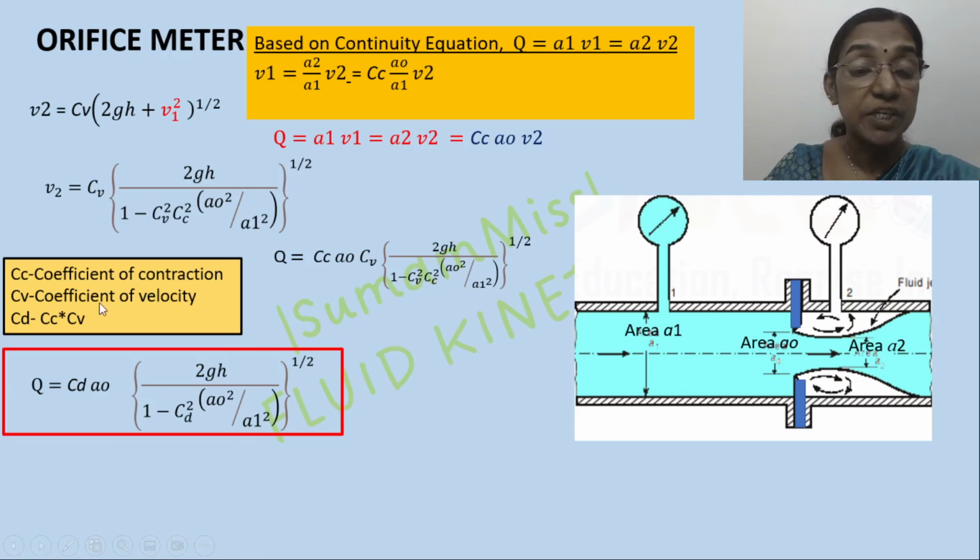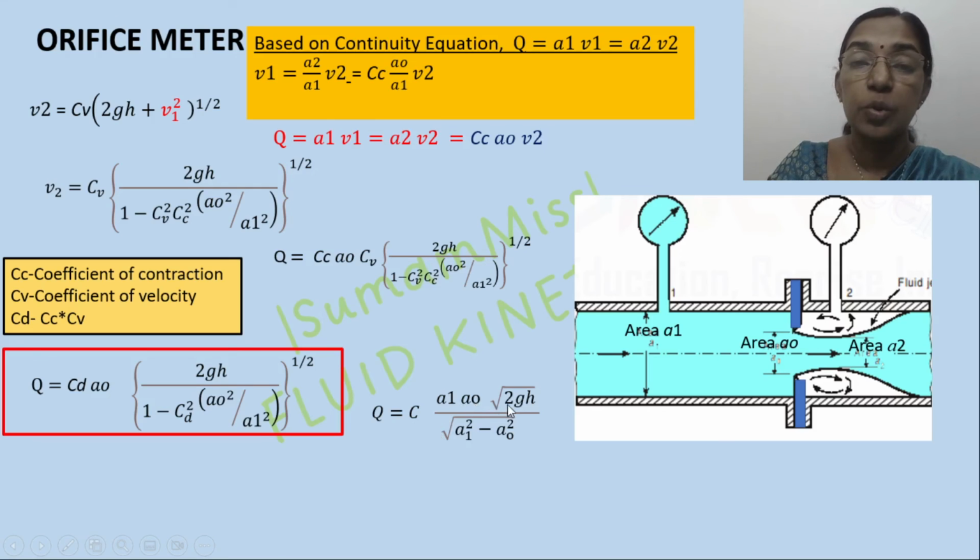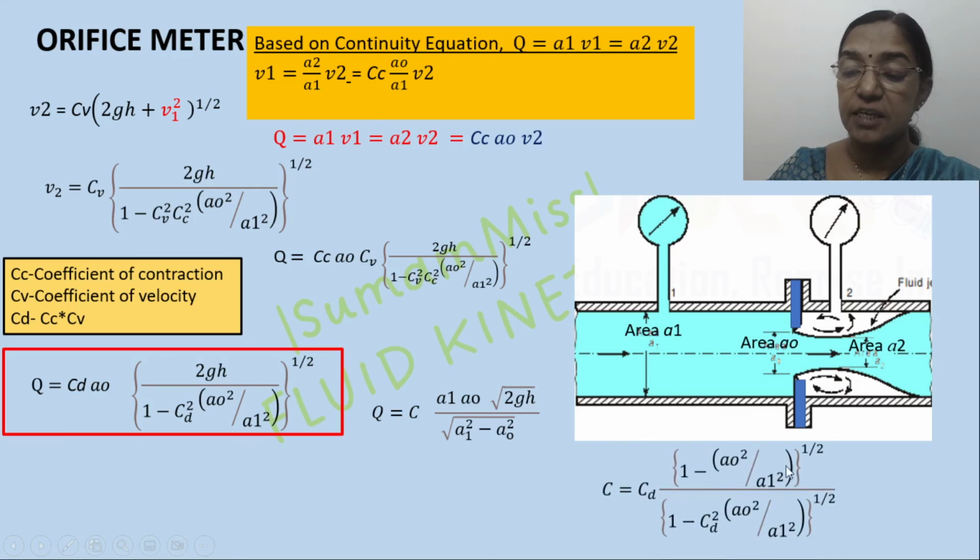Next step is the conversion of this equation similar to the discharge equation of the Venturimeter. By converting it, we can express this equation as Q equal to a constant into A1 A0 into root of 2gh divided by root of A1 square minus A0 square. A1 is the pipe cross-section area, A0 is the area of the orifice, and H is the pressure difference between these 2 points, and C is the constant which is expressed in this form.